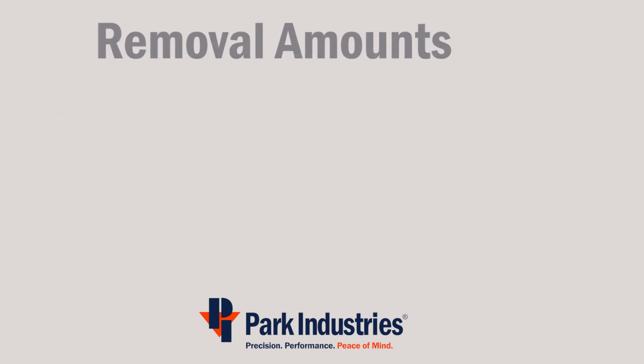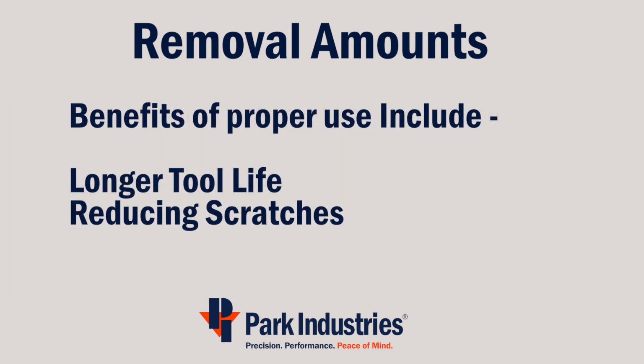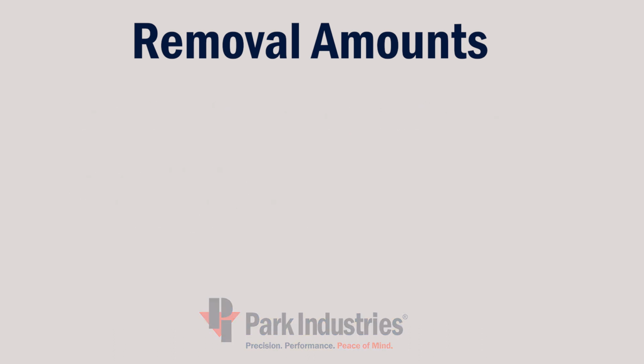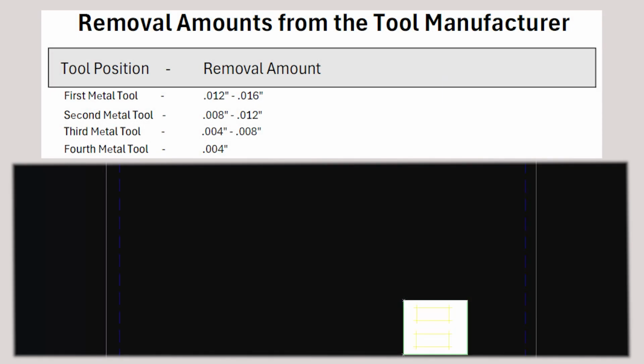Removal amount values come from the manufacturer of the tool. These values represent the amount of material each tool was designed to remove. Some of the benefits of using proper removal amounts include tool life and a better finish. In order for each tool to remove the proper amount means the previous tool had to leave that amount behind. This is referred to as stock to be left.